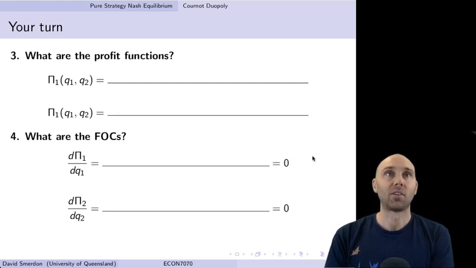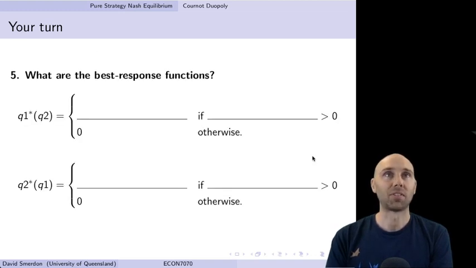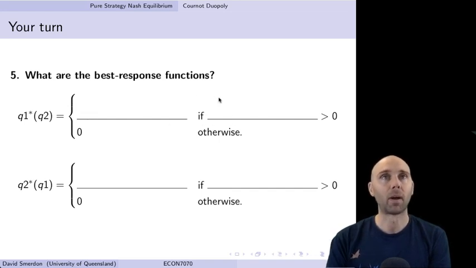And I lied, it's not just 4 questions, there's a 5th question as well. I guess the most important one, what are the 2 best response functions? These will again be made up of 2 parts, but you only really need to fill up the first part. But both parts of the first part are important.